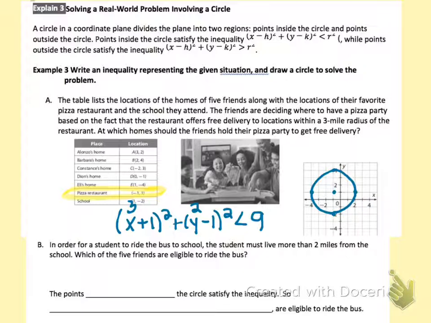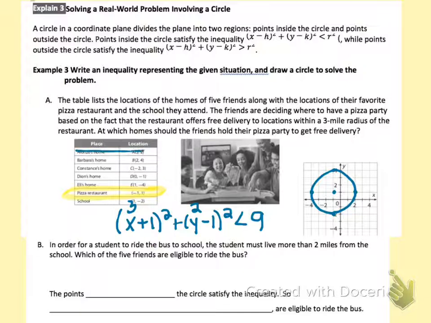So that would be 3 plus 1, which is 4, squared, which is 16. Clearly that one's going to be too far out because it's already 16, and anything we add here makes it even bigger than 9. Then 2 minus 1 is 1, 1 squared is 1, so that would be 17. So that one's definitely not. It can't be their house.